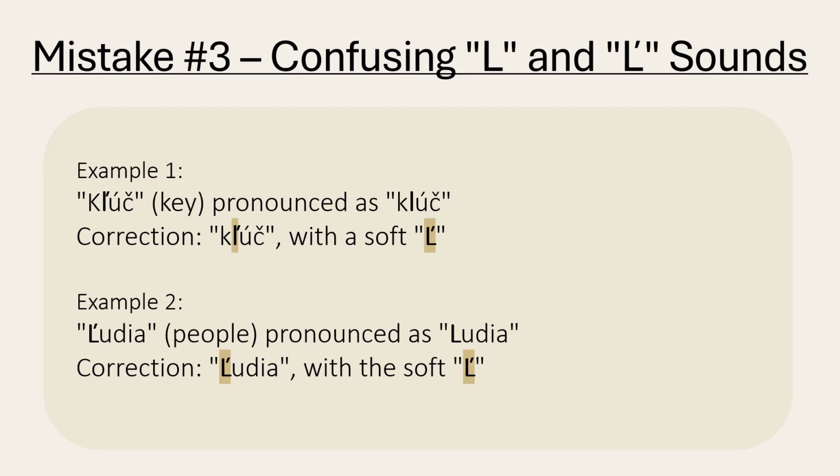Correction. The correct pronunciation is kľúč with a soft L sound. Example 2. Ľudia, people. Correction. The correct pronunciation is ľudia with the soft L sound. The Ľ sound is softer and pronounced with the tongue touching the roof of the mouth.